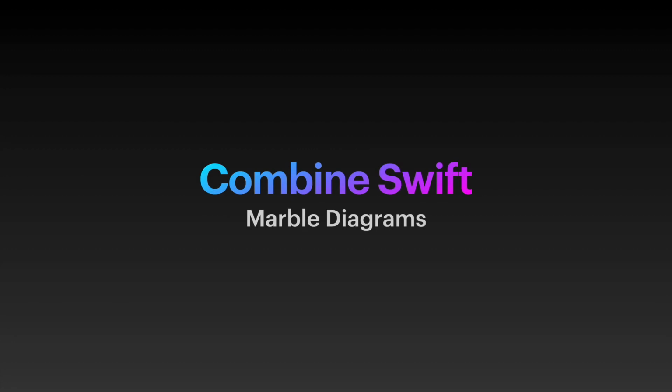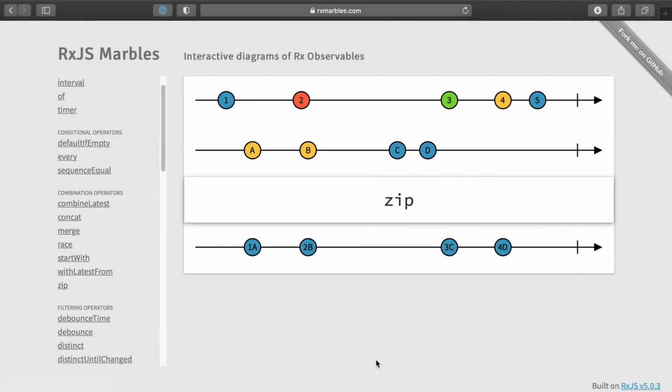Marble diagrams are a common way to visualize functional reactive pipelines. These diagrams may look a little confusing at first, but once you get used to them, it does make it easier for you to quickly understand what the various functions in Combine do. A good example of this lives at rxmarbles.com. Now these are specific to RxSwift and RxJS, but because Combine and RxJS and RxSwift are so similar, most of these are going to be very familiar in Combine.